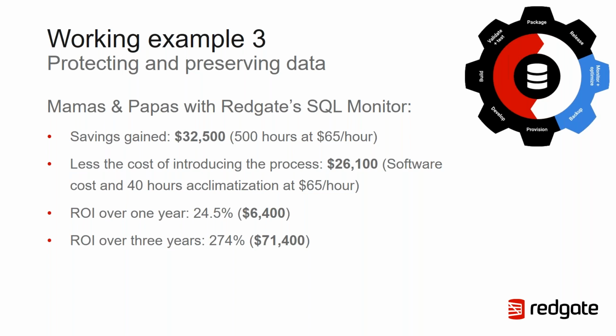And so again, if we look at the returns here, so 250 working days a year, 2 hours a day, that's 500 hours at $65 an hour. That's saved $32,500. Cost of introducing the process, software cost including 40 hours of training, a smaller team but managing a large estate. 40 hours was sufficient, and so that cost came in at $26,000.